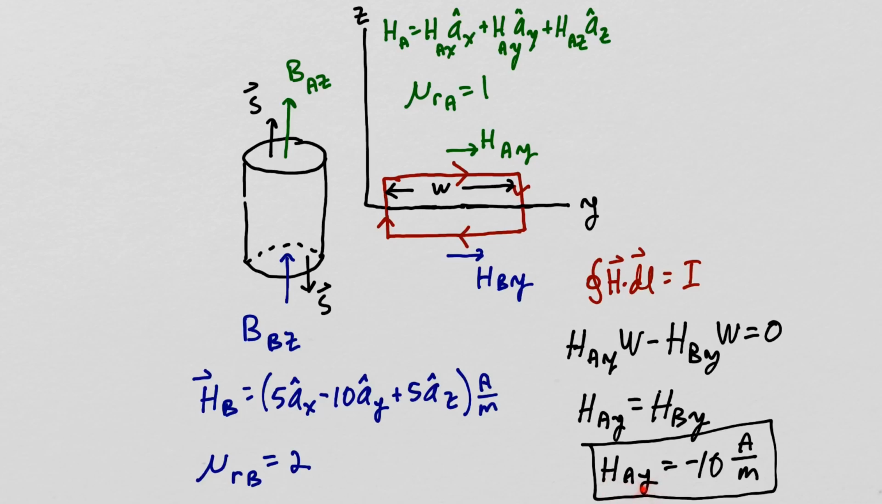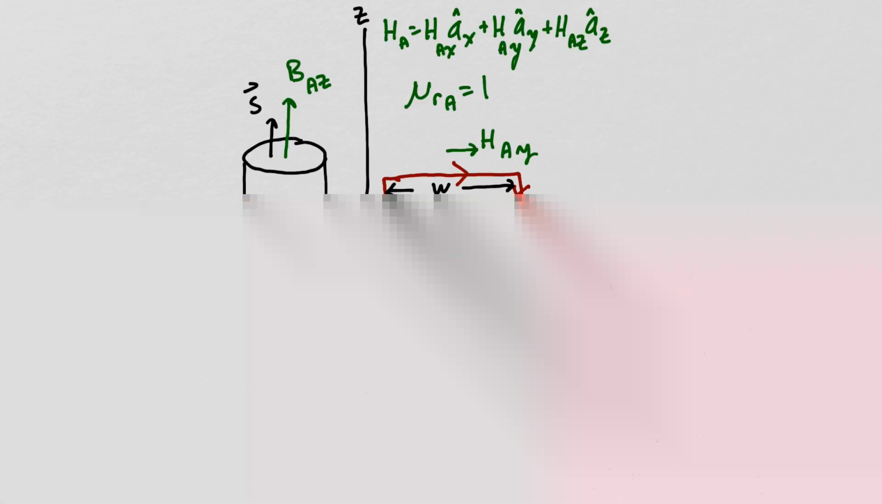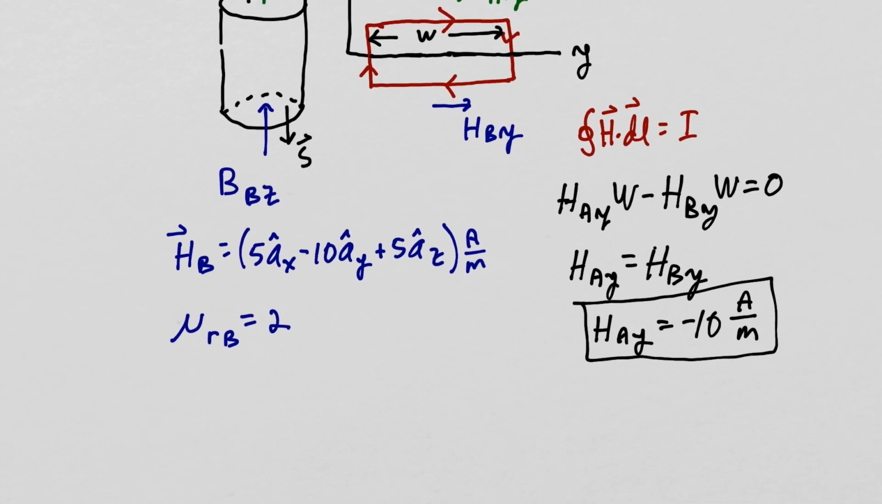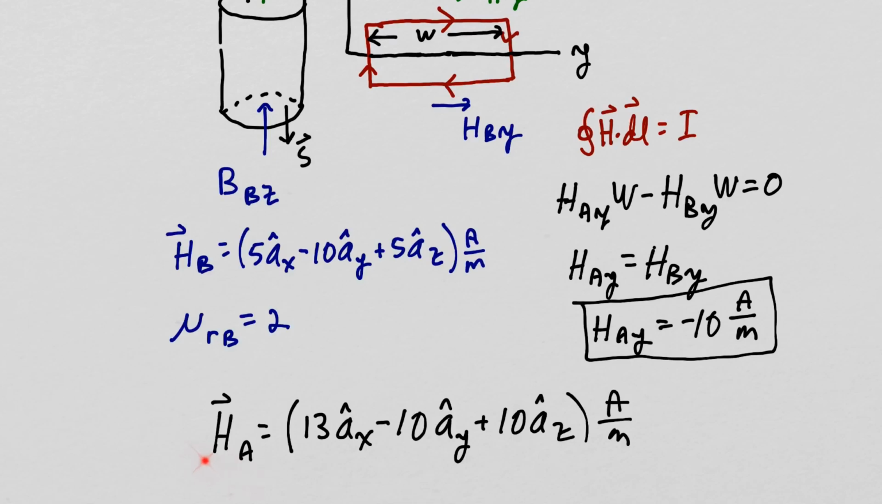So that minus signs don't cause you problems, you should always work with symbols and at the end then plug in the appropriate values for your components. Collecting all of our terms, we have the value of H for z greater than 0 is equal to 13 in the x direction, 10 in the minus y direction, plus 10 in the z direction, amps per meter.